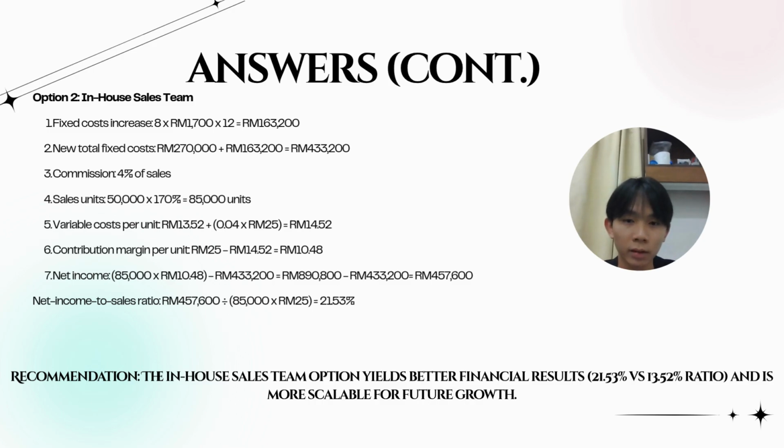So here we can get 457,600 ringgit, and our net income to sales ratio, 457,600 divided by 85,000 times 25 ringgit. So we can get 21.53%. And for our recommendation, the in-house sales team option is better than increased commission. As a result, 21.53% versus 13.52% ratio. And it is more scalable for future growth.